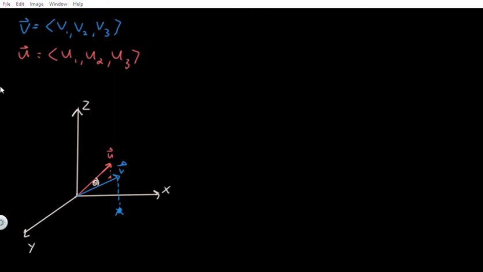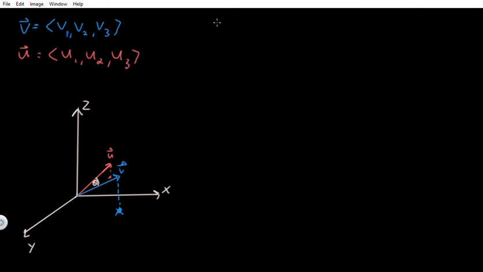So far, I've showed you how to add two vectors together. That's literally just taking the sum of the components. So v plus u would be v1 plus u1, comma, v2 plus u2, comma, v3 plus u3. And to subtract them, I would just subtract the components. But how would I multiply them? That's the question we're going to tackle here.